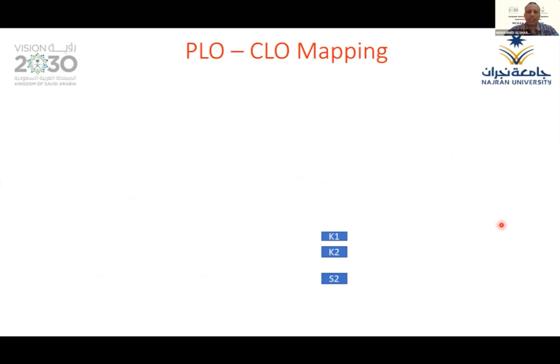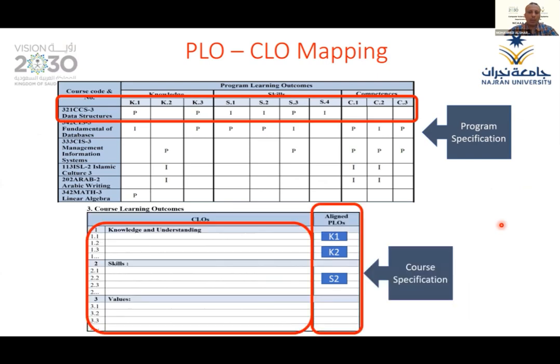Just I add it now as an example just to see. Okay, just an example as Dr. Ghassan said. For example, this data structure course, you are reviewing that course. You find that this is the PLO from the program specifications. When you are reviewing your course specification or course report, you will find the alignment.